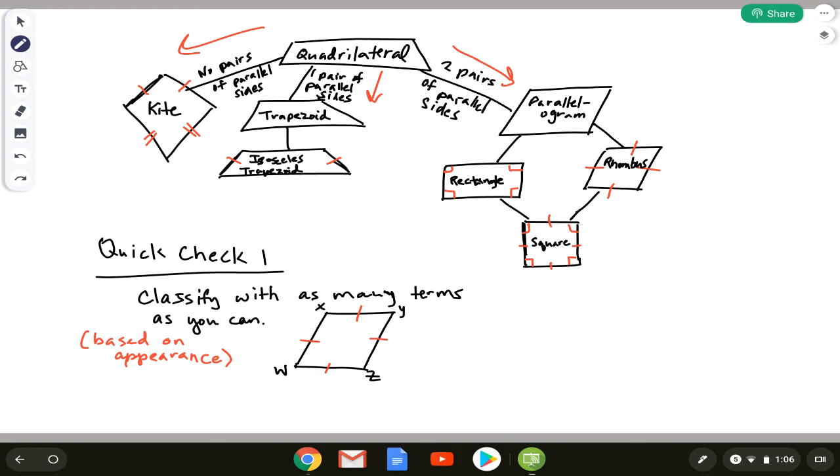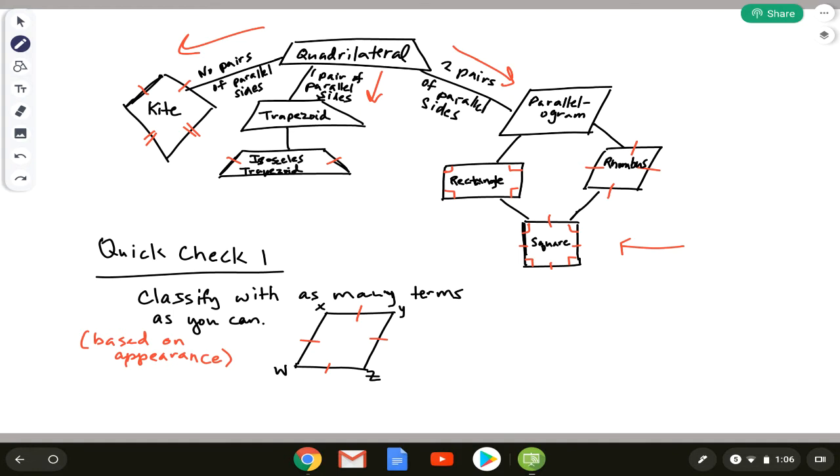So sometimes they'll ask us for the most precise name for a quadrilateral based on what we know. And what they're asking is, try to go as far down the diagram as you can. So if I had a parallelogram that was also a rhombus that was also a square, the most precise name would be the square, because it gives me more information than the others do.